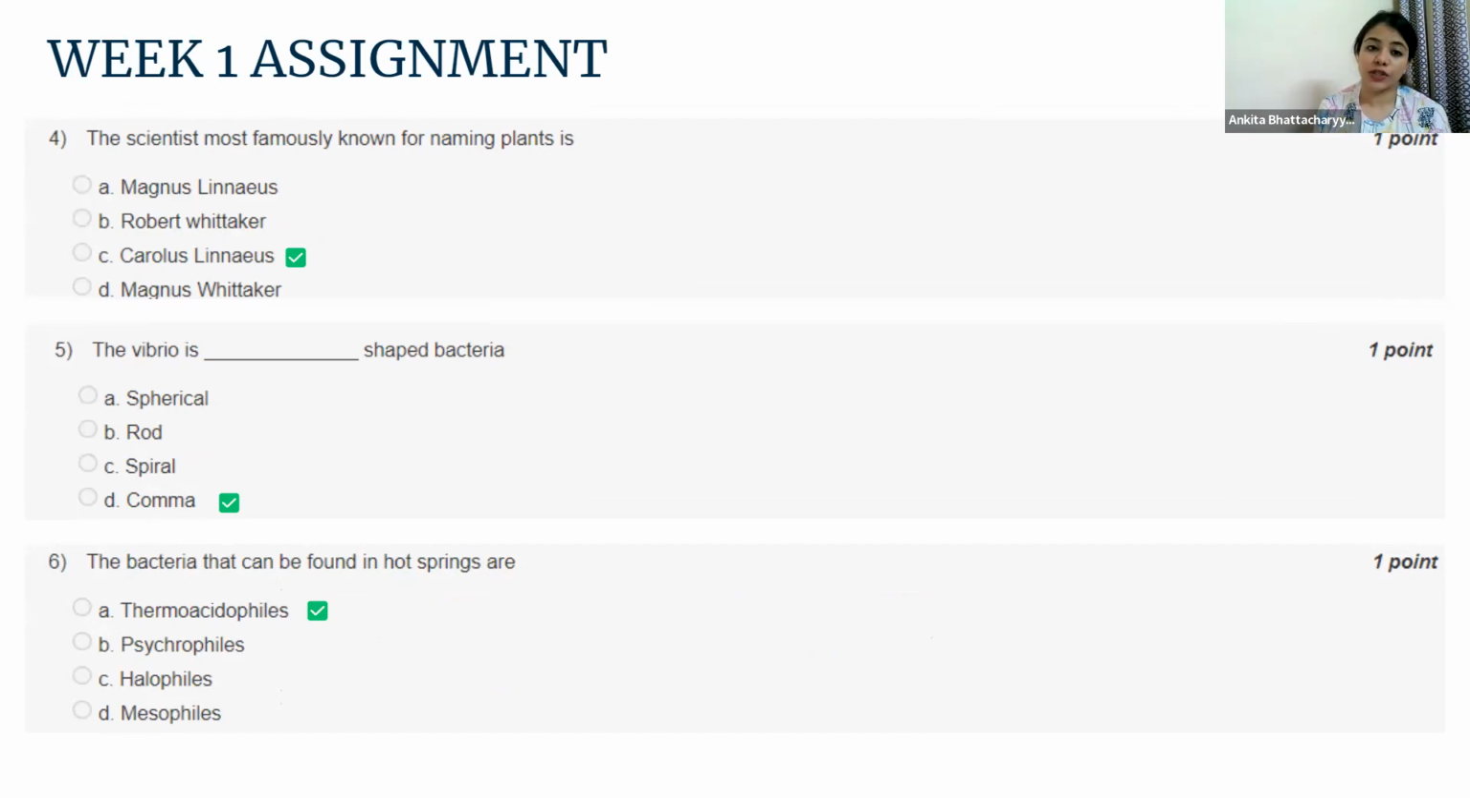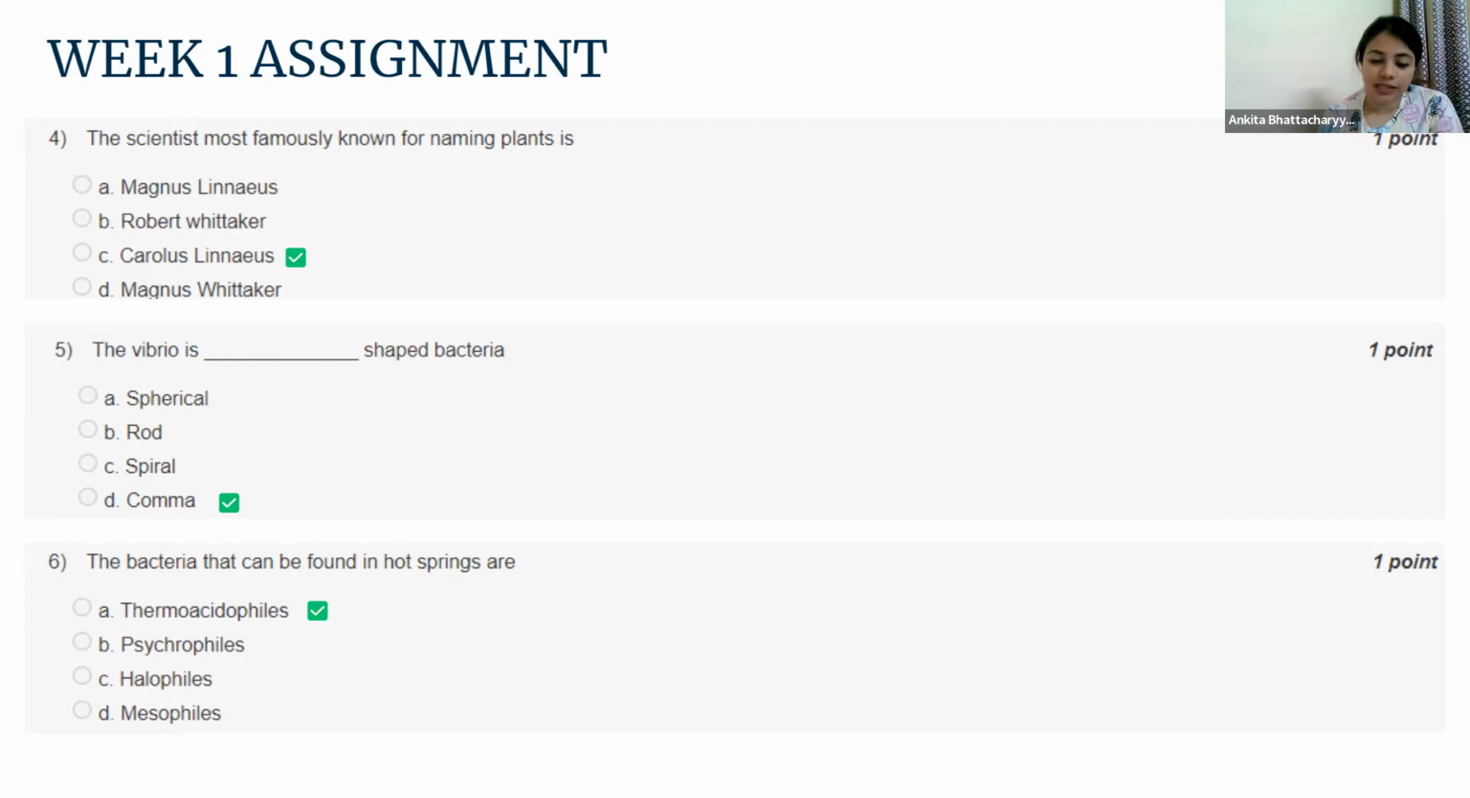So the scientist who was most famously known for naming plants was Carolus Linnaeus. Linnaeus was also responsible for the whole classification process. And Robert H. Whittaker was credited for giving forth the Five Kingdom classification, which is obviously the most widely accepted format. So these kinds of fine details you should at least try to keep in mind, because that would be helpful in answering a lot of questions.